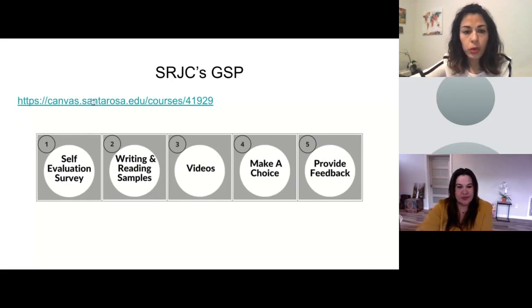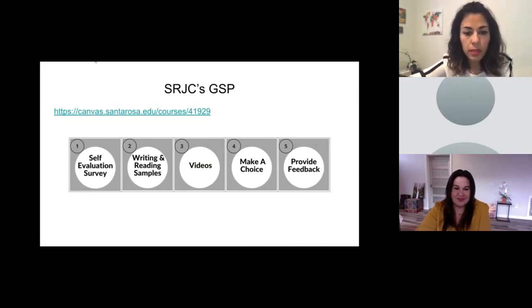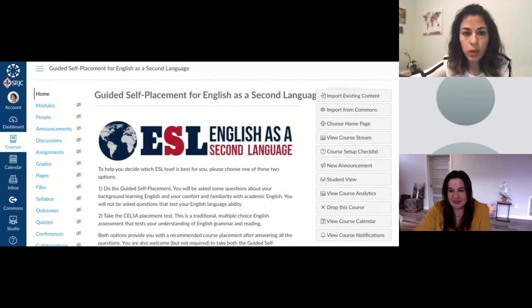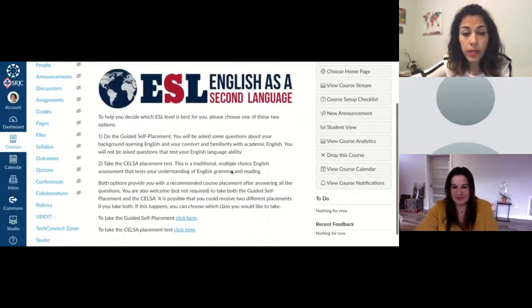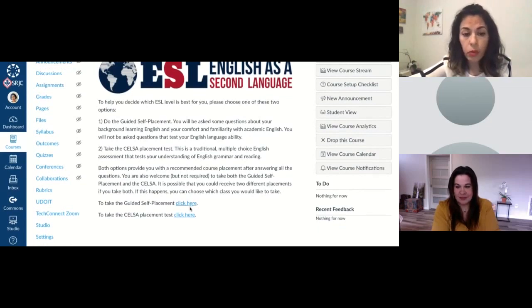So I'm going to show you, somebody asked, is this in the Canvas shell? Yes, we are hosting the GSP in our Canvas. So I'm going to show you what it looks like. I need to quickly switch tabs. So students are given access to this Canvas shell. They log in. There is an introduction page.